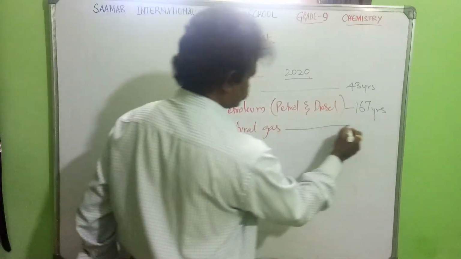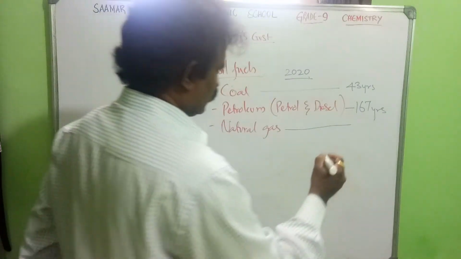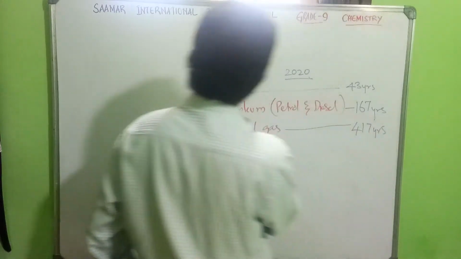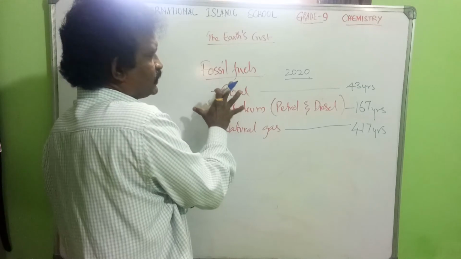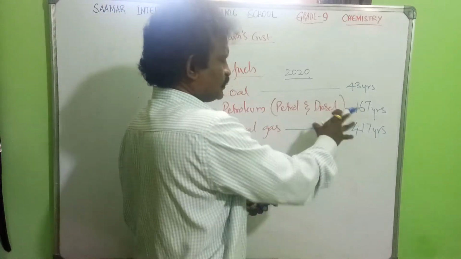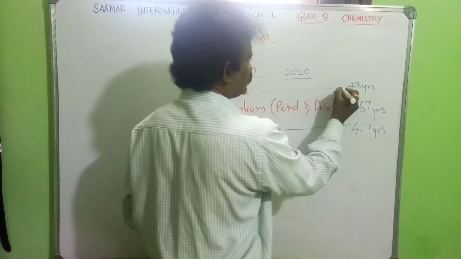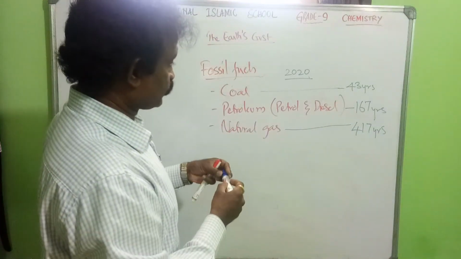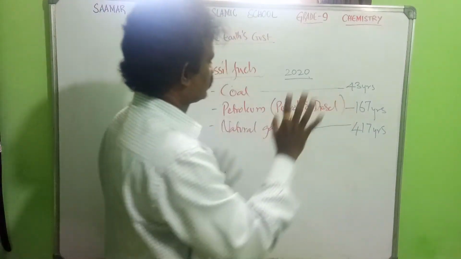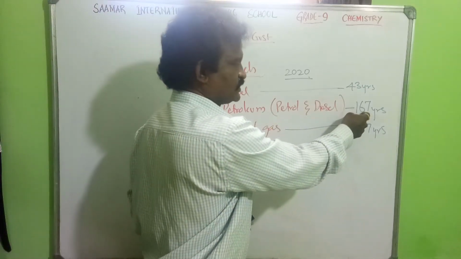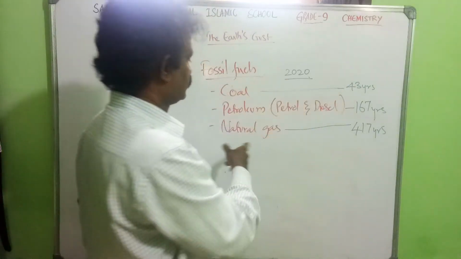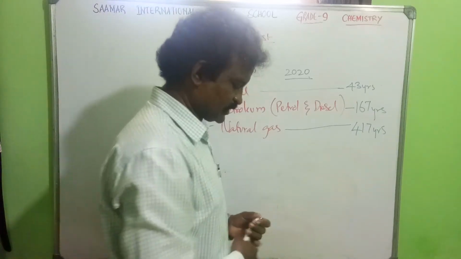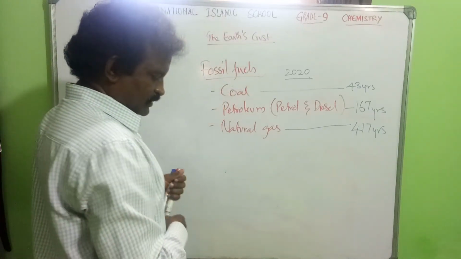Now natural gas, it has to be for 417 years. Okay, these sources are present in the earth crust for so many years. We are supposed to use them like this. Now what we are doing, we have completely taken it off. Which is supposed to be for 43 years, now itself we utilize. Which is supposed to be for 167 years, we have utilized now itself. Which is supposed to be for 417 years, we have utilized now itself. Is it clear?